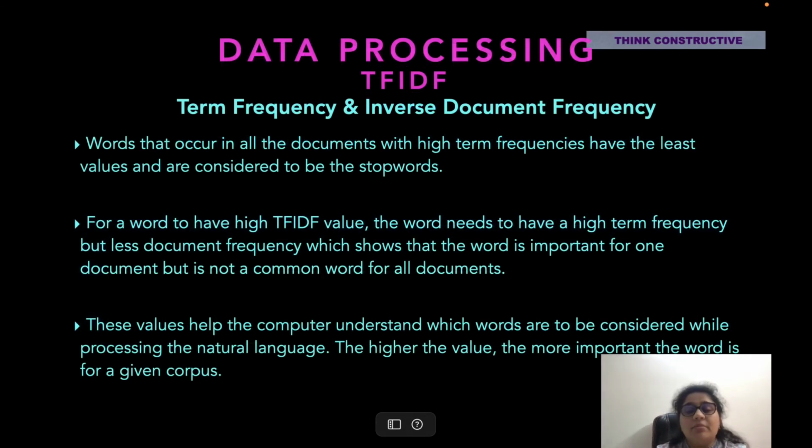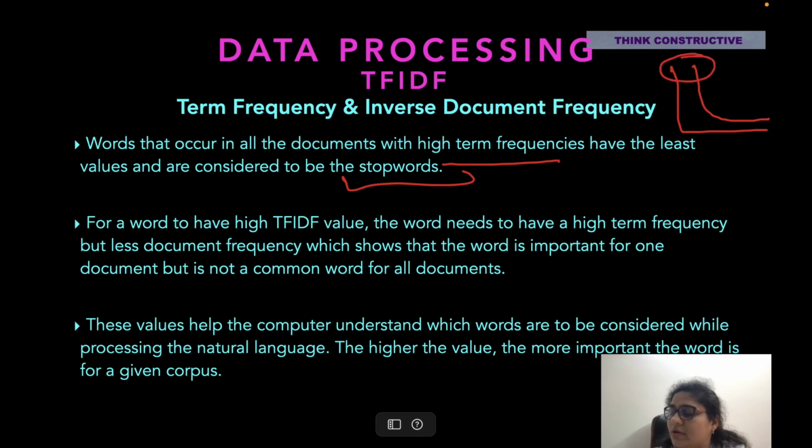So now there are some key points or summary for TF-IDF. So first point is words that occur in all the documents with high term frequency have the least values and are considered to be stop words, right? This is what I have explained you from the graph. If you remember the top portion of that graph, let me just draw a small graph here. The graph was like this. Here we saw the stop words and here we saw the value words.